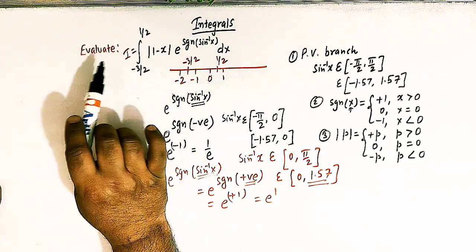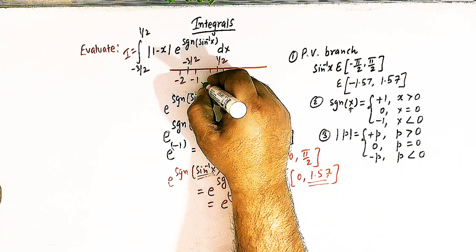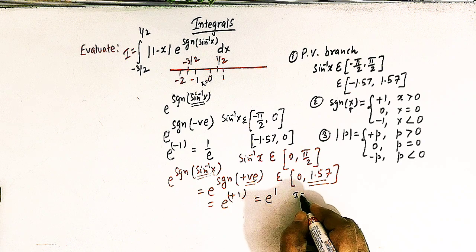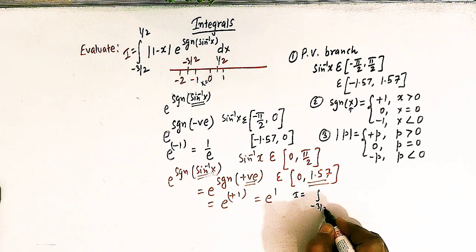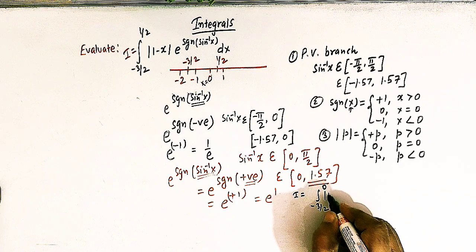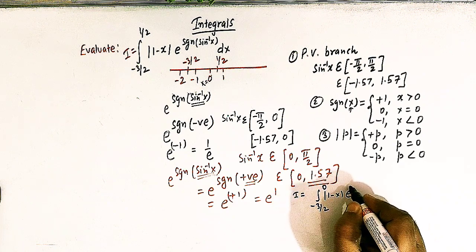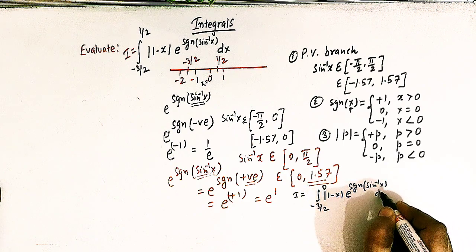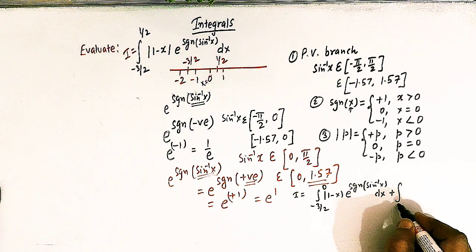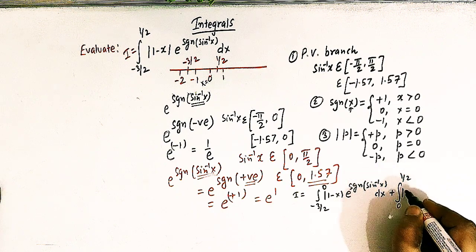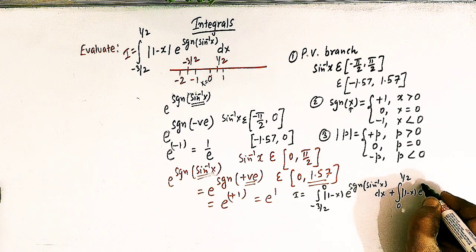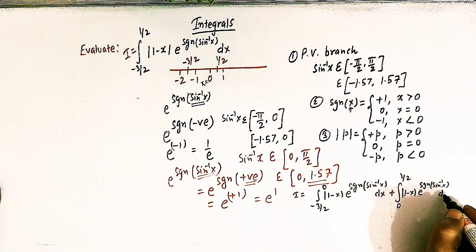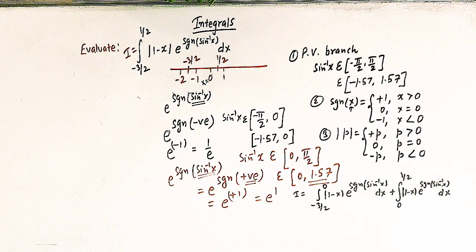So now let us split this integral at this point, that is x is equal to 0. So we have I is equal to the integral from minus 3 by 2 to 0 of mod of 1 minus x times e raised to signum of sine inverse x dx, plus the integral from 0 to half of mod of 1 minus x times e raised to signum of sine inverse x dx.